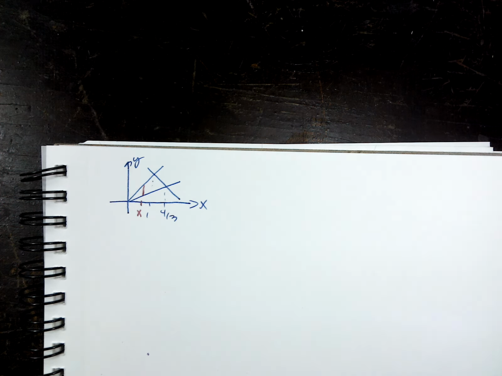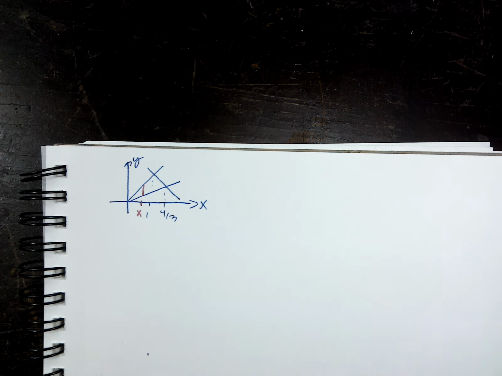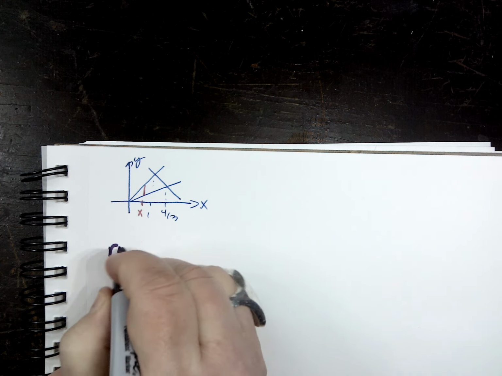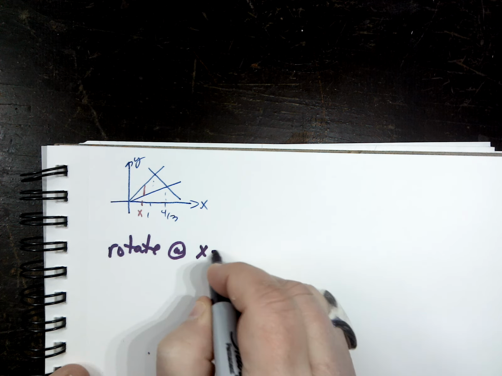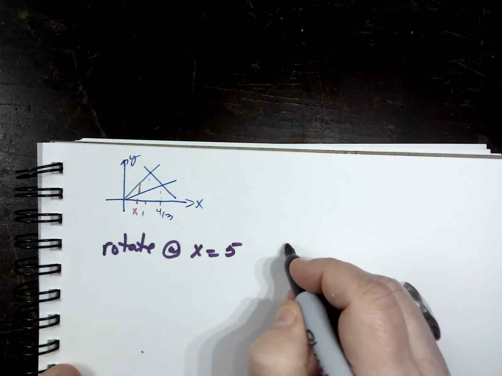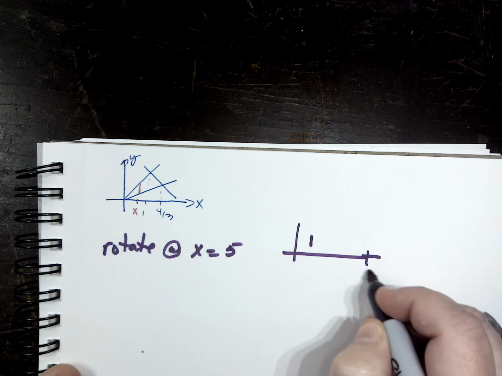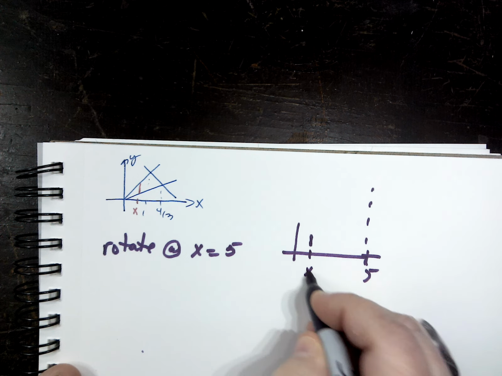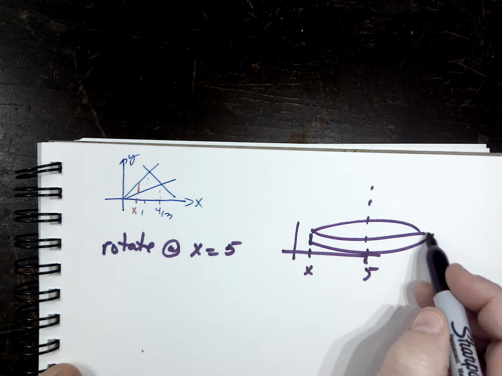There's my x. Can you read that? I hope. Okay, so let's say I'm going to rotate about x equals 5. Now, I don't want to rewrite this whole thing. Let's see. Here's 5. Here's my generic x. Oh, I can't draw very well.